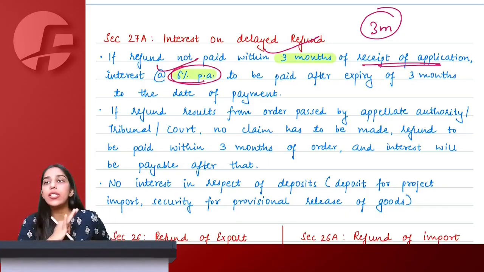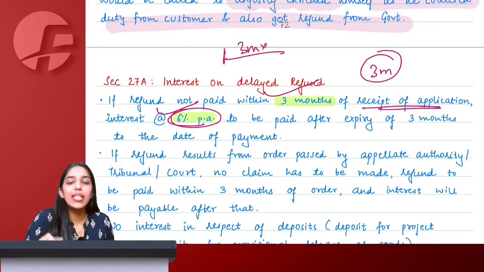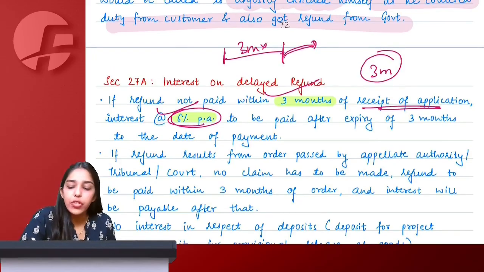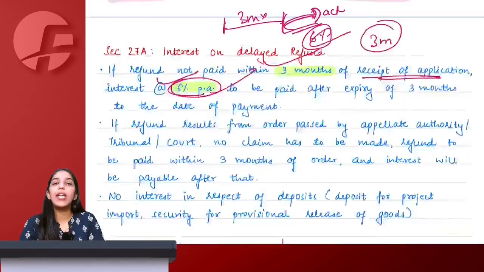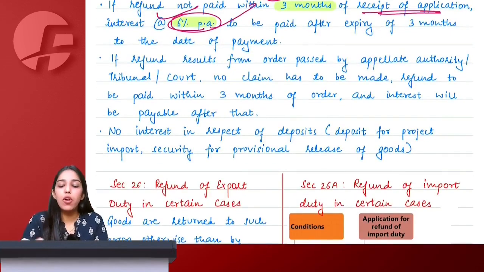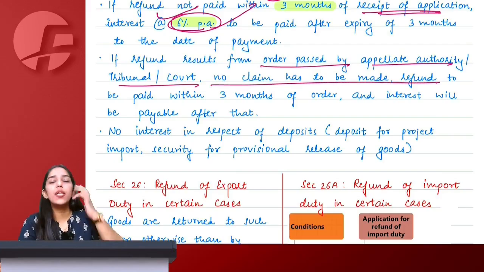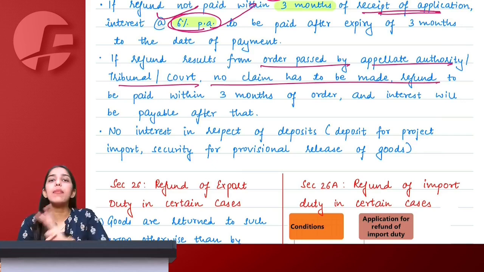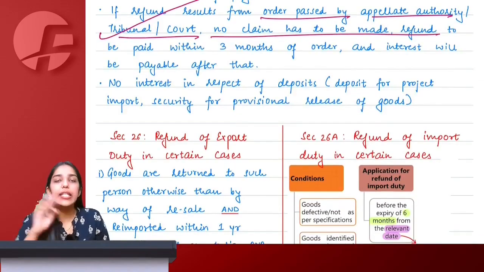For 3 months, you do not get any interest, right? So if I make an application today, for 3 months, I'm not getting any interest. After expiry of 3 months till the date I actually receive my refund, for this period, I will be getting a 6% per annum interest. If the refund results from order passed by appellate authority or tribunal, then no claim. I do not separately need to go and make a claim. Court has already passed an order and the 3 months period starts from the date of the court order itself.